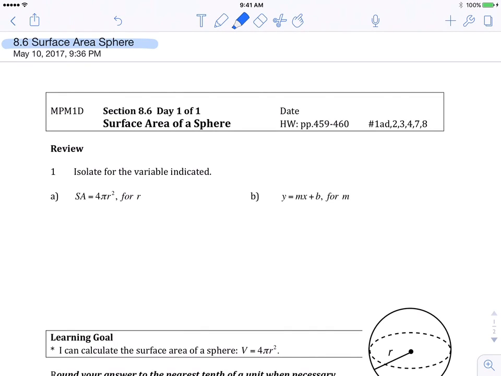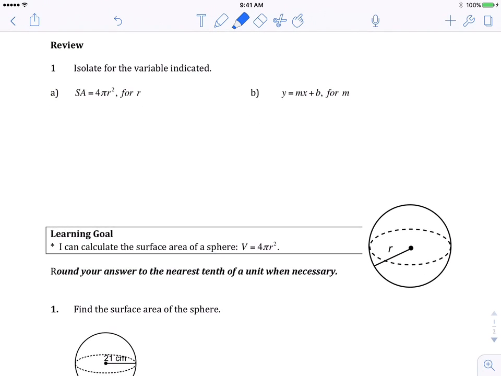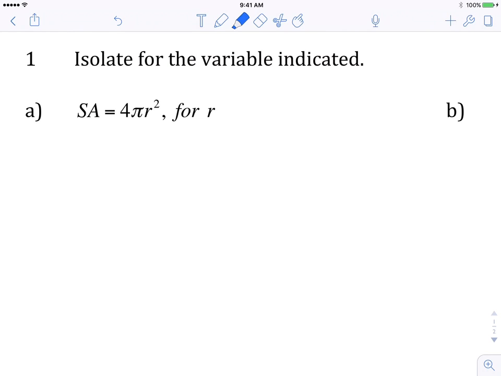All right, today is going to be a pretty quick video lesson. We are going to quickly look at review, isolate for the variable indicated. You're familiar with this so far because we've had a couple of reviews in the past few handouts. But let's go ahead and solve the surface area 4 pi r squared for r.